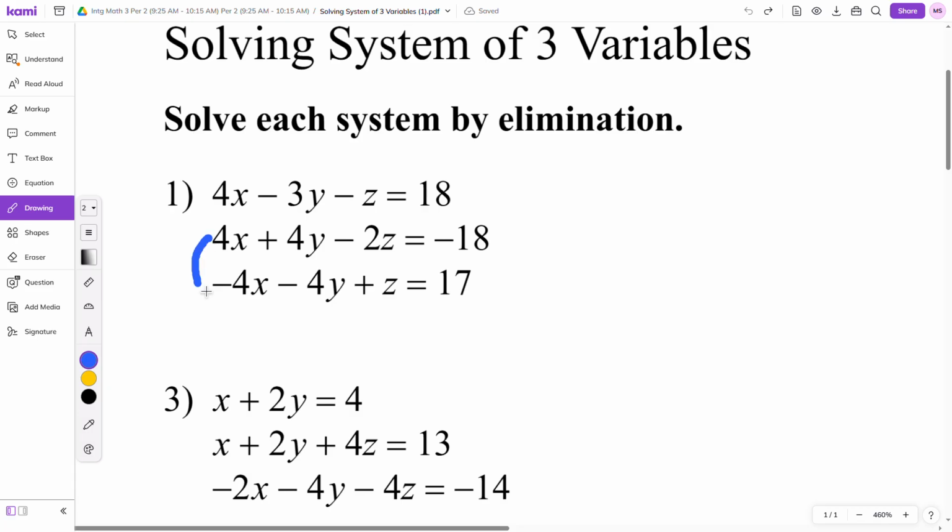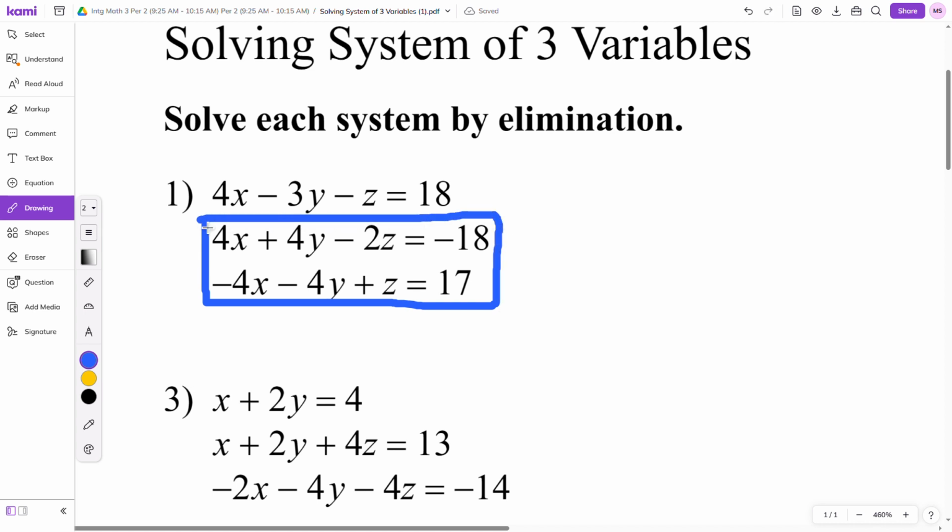If I add these two together, hey, now we're talking. Look at this. That is quite a gift. Look what happens if we add these two equations together. The x's go away. This becomes 0. And then these y's here, 4y minus 4y, that's also 0. That also goes away. You don't have to write the 0 plus. I just want to show you that I did something. And then minus 2z plus z is negative z.